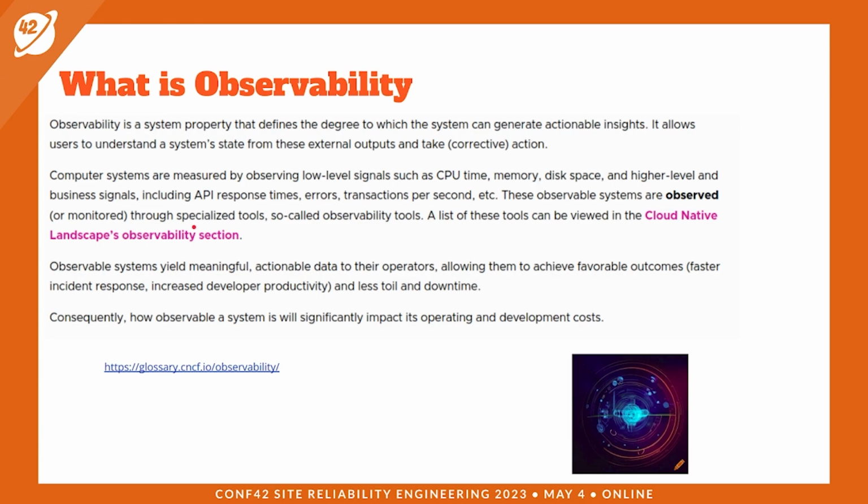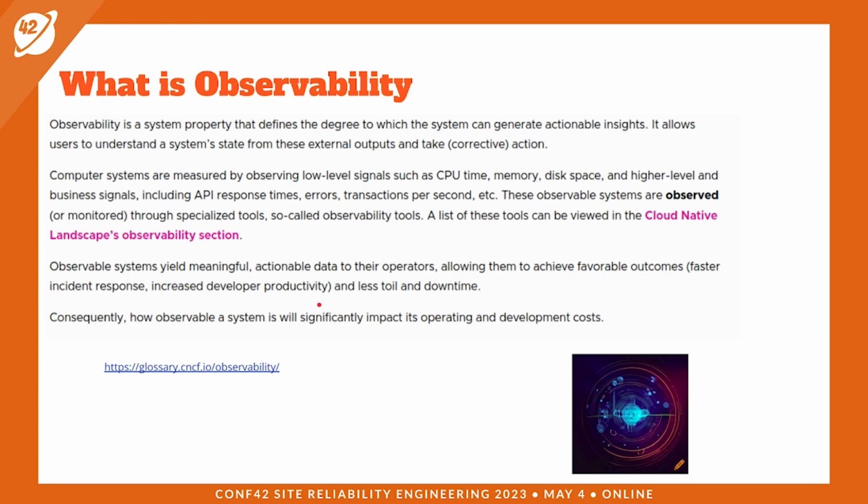Observable systems yield meaningful, actionable data to their operators, allowing them to achieve favorable outcomes: faster incident response, increased developer productivity, and less toil and downtime. That is one of the pillars of reliability for SRE. One of the pieces is agility, which tells us what happens if I introduce SRE in my company. You reduce the toil. That is one scope. But the other scope is: how can we observe? How can we take those metrics? How can we generate that dashboard? How can we show the ROI for our company? How can we convince managers that SRE is the right path for us? If we have DevOps, the next step could be SRE, but you need to show it and identify exactly, with DORA, the maturity you currently have.